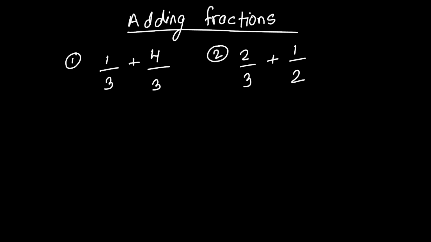So today we'll be learning how to add two fractions. There can be two different cases. The first case is like the example one, where both fractions have the same denominator, like 3 in this case. The other case is like the example 2, where they have two different denominators, like the first fraction has 3 as the denominator whereas the second fraction has 2 as the denominator. So there are two different approaches to add these kinds of cases.